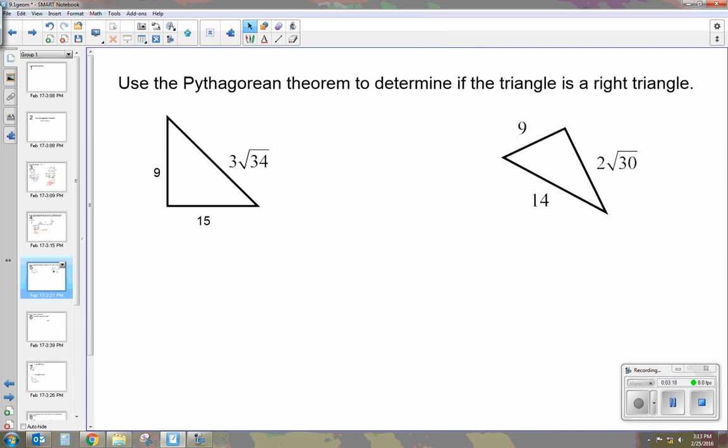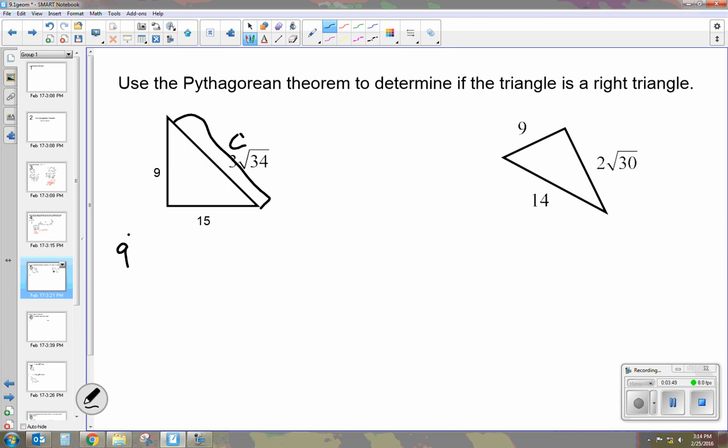Now we know that if we have a right triangle, we can use the Pythagorean Theorem. So now we can use the Pythagorean Theorem to determine if our triangle is a right triangle. So we're going to take our longest side. In this case, it's 3 times the square root of 34. If you aren't certain, you can plug 3 times the square root of 34 into your calculator. I think it gives you roughly 17. So we know that this is our longest side. So this is our c.